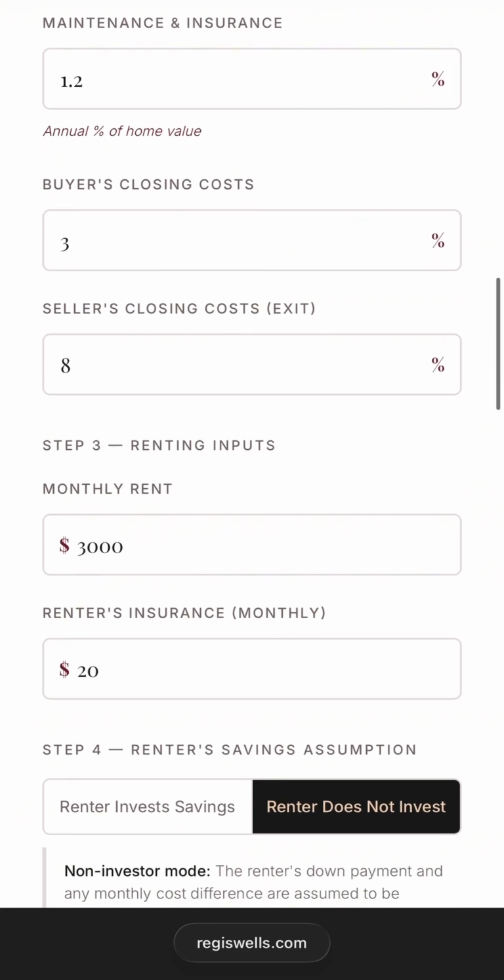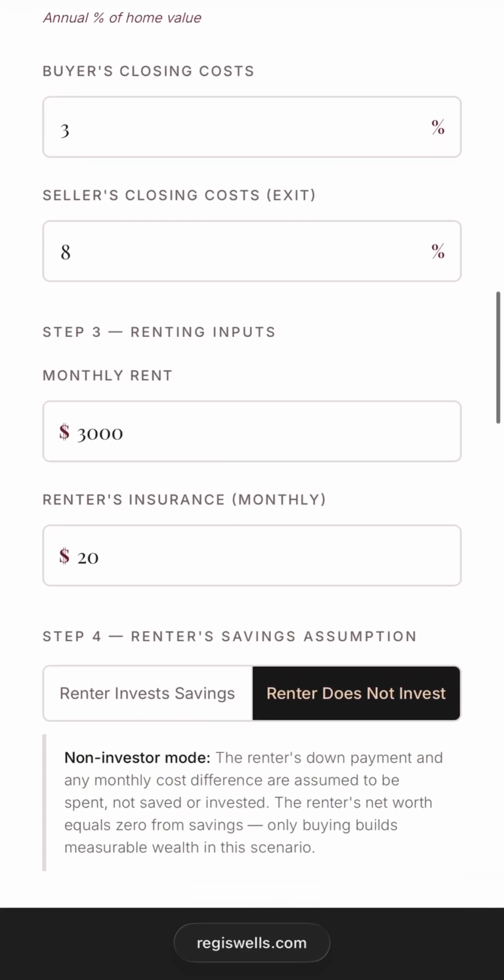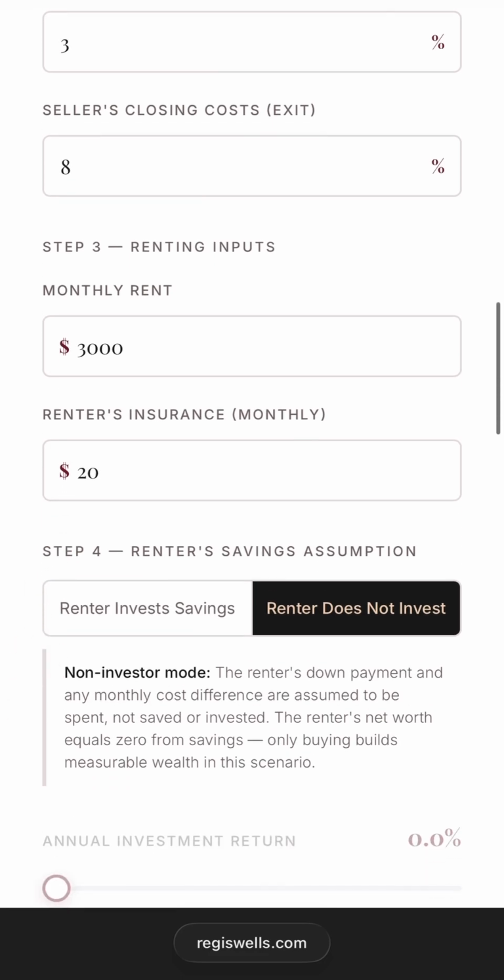Step 3 is the renting side. Monthly rent is what you're currently paying or what you'd expect to pay for a comparable property in the area you're evaluating. Keep this honest. If you're comparing renting versus buying a similar home, make sure the rent reflects that quality and location. Renter's insurance is the monthly cost of a renter's policy. It's typically between $15 and $30 a month and is included here to keep both sides of the comparison accurate, or as close as possible.